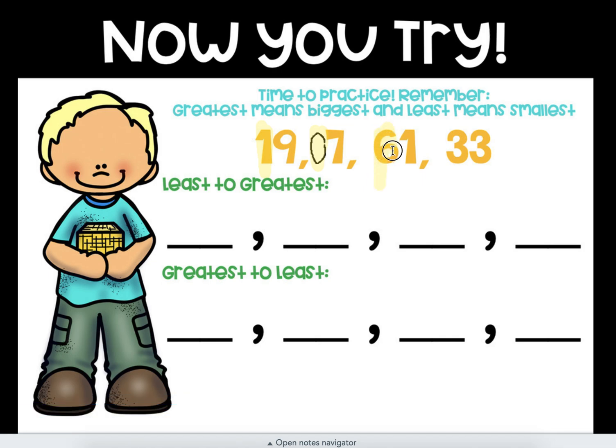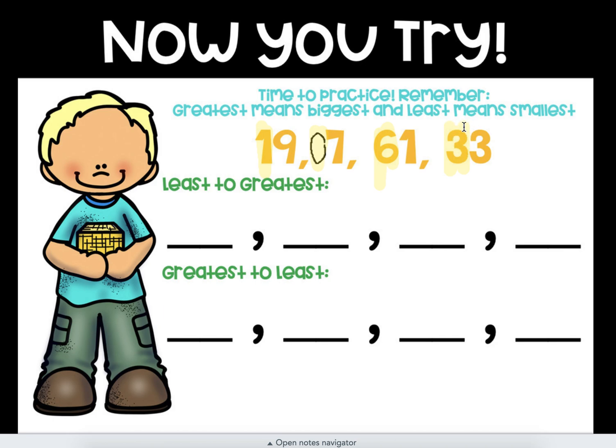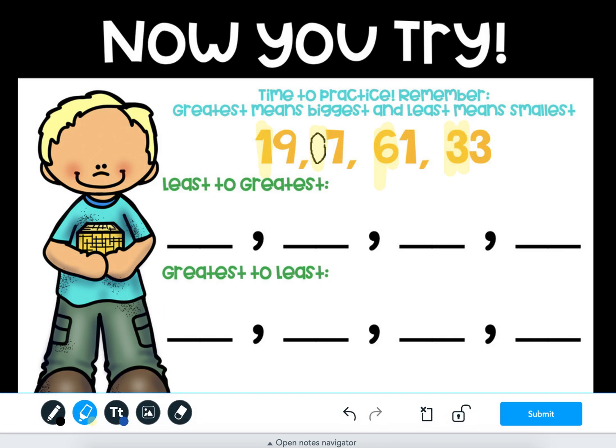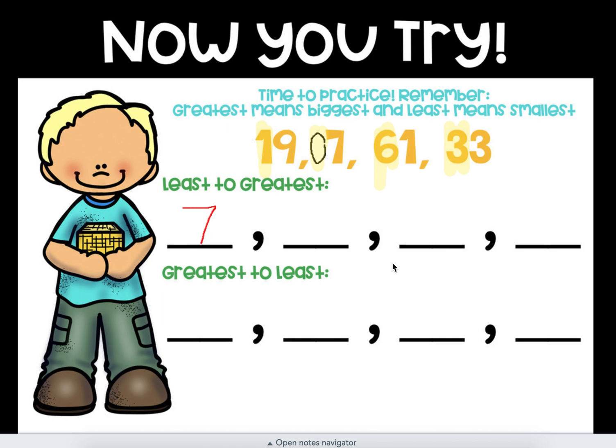There's a 6 in my tens place for 61. And there's a 3 in my tens place for 33. Those are the numbers that I am focusing on. So if I take a look at my 1, my 0, my 6, and my 3 for my digits, which of those numbers is the least or the smallest? If you said that 7 is the least, you are correct. 7 is the smallest number.